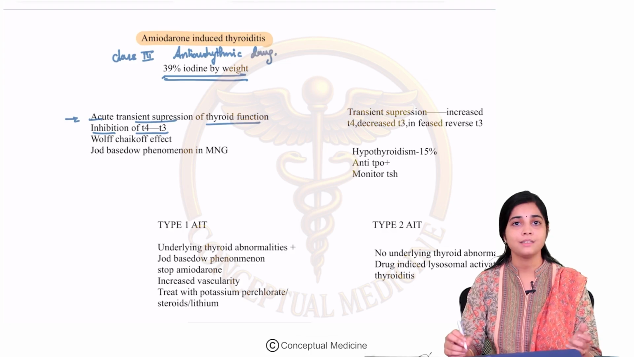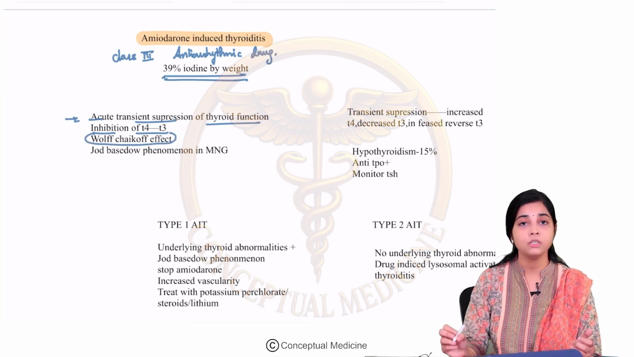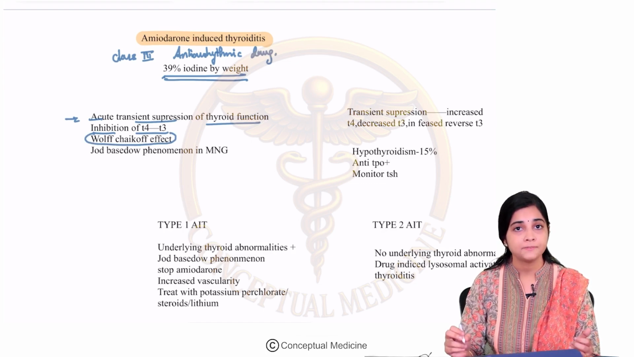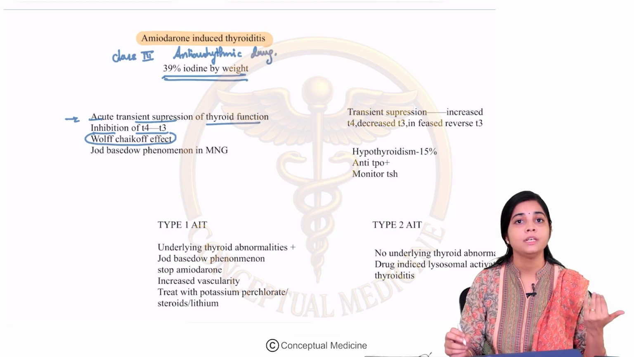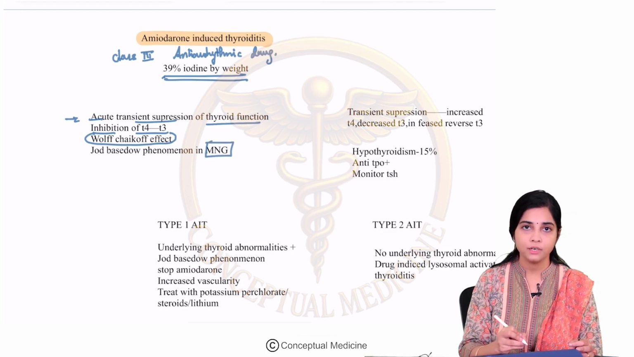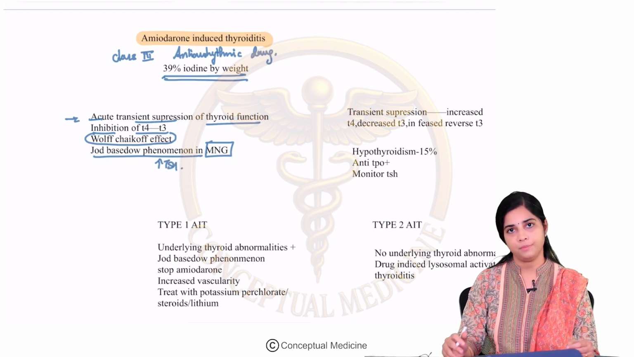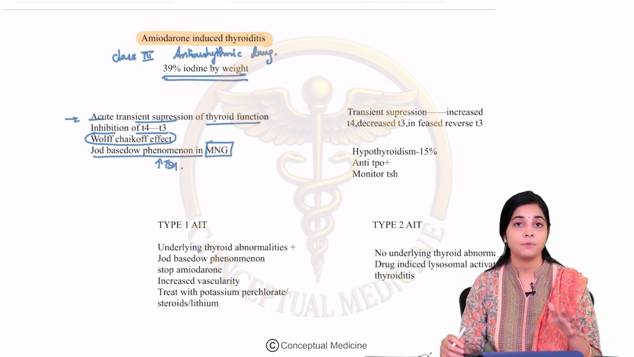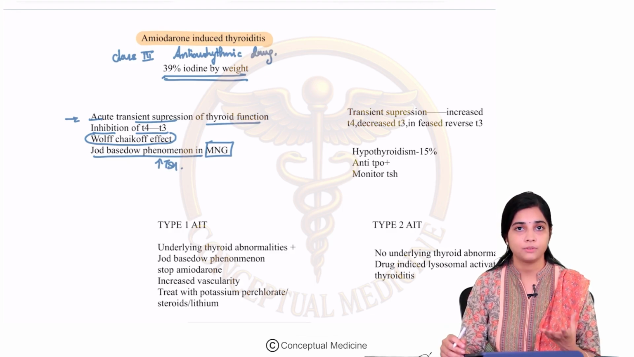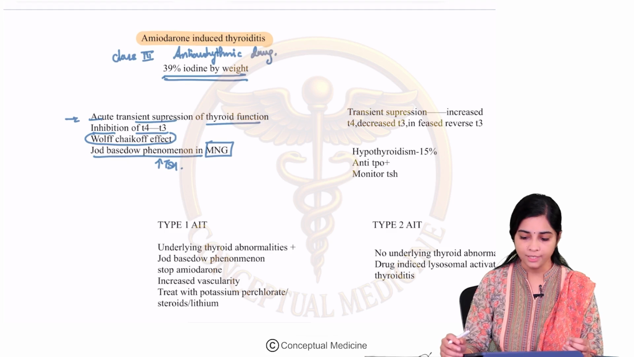It can cause transient suppression of the thyroid function, and this is because of your Wolff-Chaikoff effect. Wolff-Chaikoff effect means excess consumption of iodine diminishes your thyroid function. Apart from that, in patients with multinodular goiter, this can cause excess thyroid hormone release by the Jod-Basedow phenomenon. So amiodarone can act both ways, but most commonly it causes a transient suppression in thyroid function.